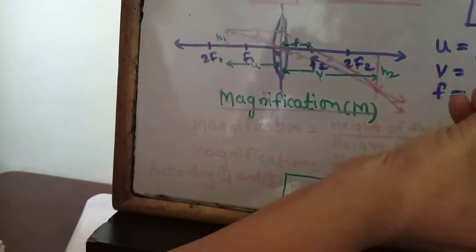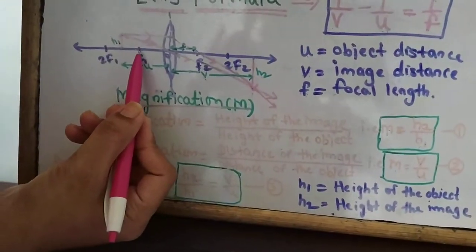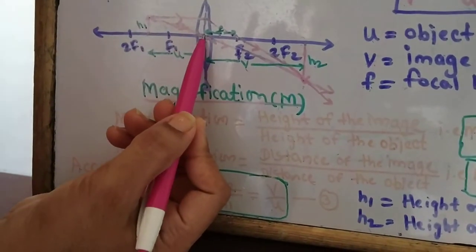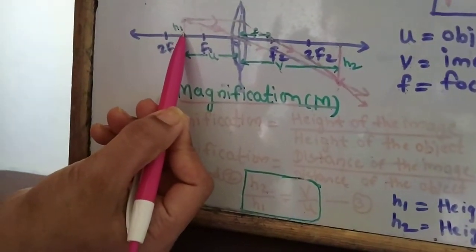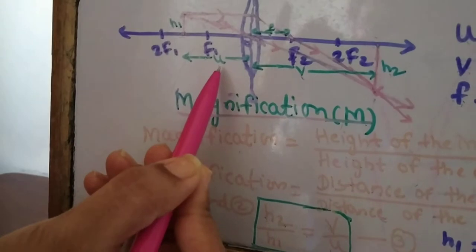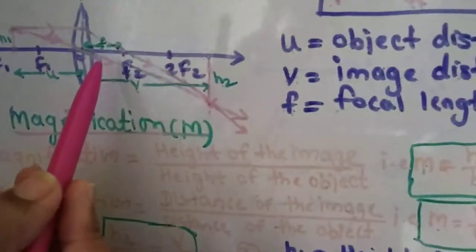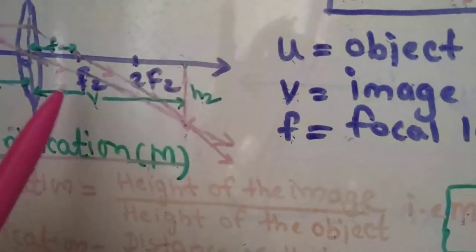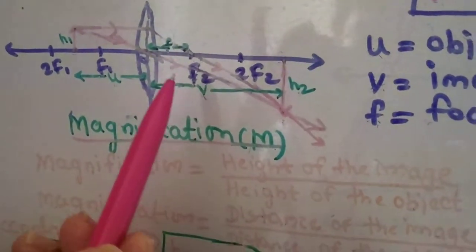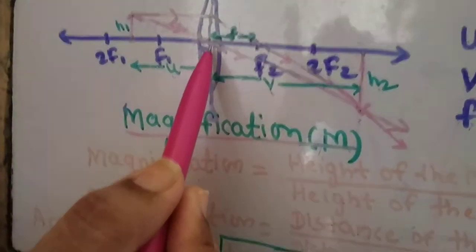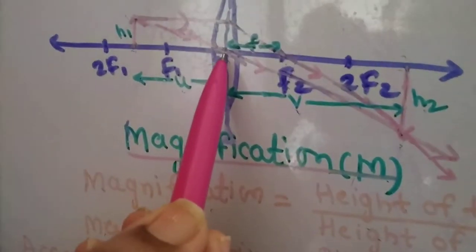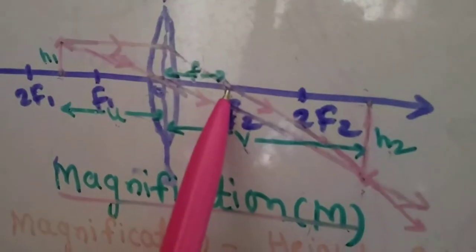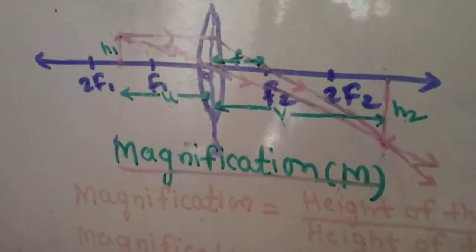What is the object distance? The distance between the optical center and the object is known as the object distance, denoted as U. The distance between the optical center and the image is denoted as V. And the distance between the optical center and the principal focus is known as the focal length.